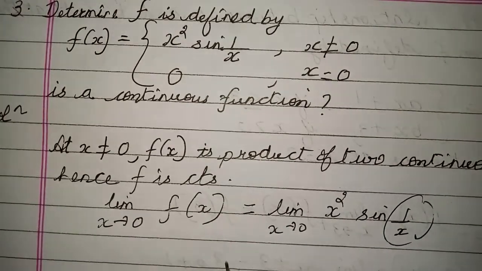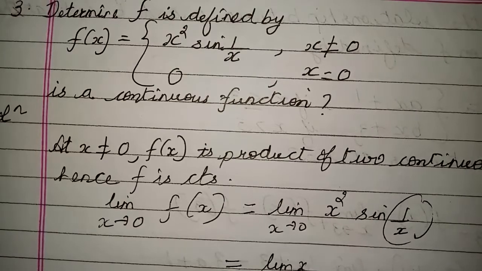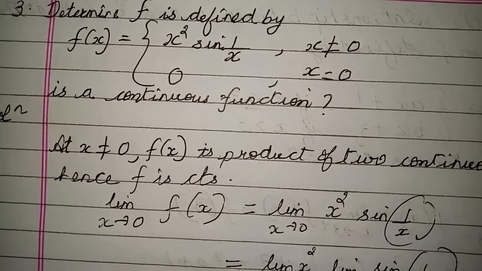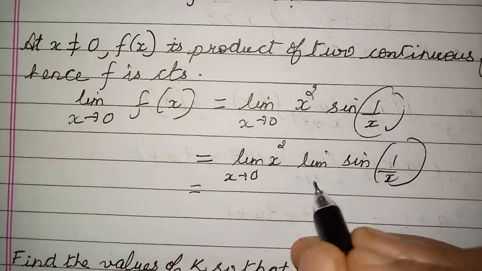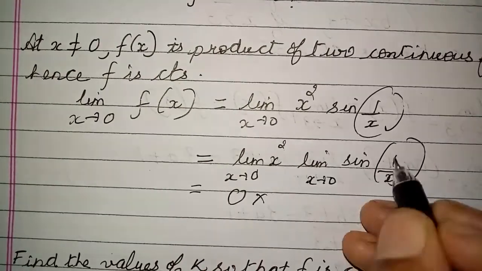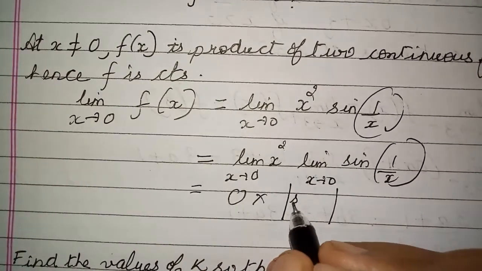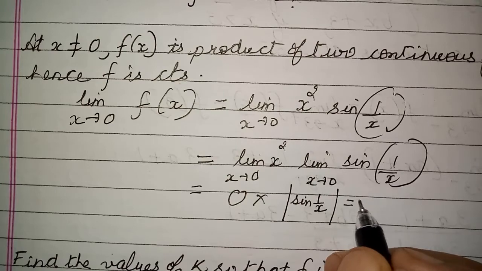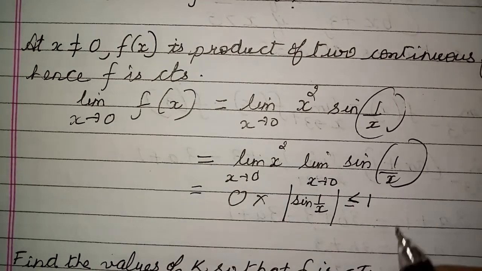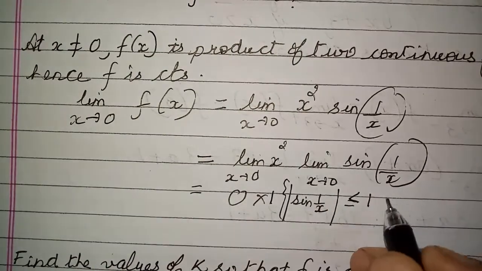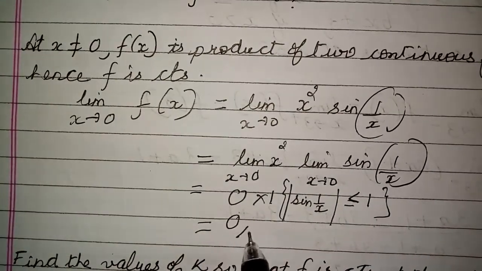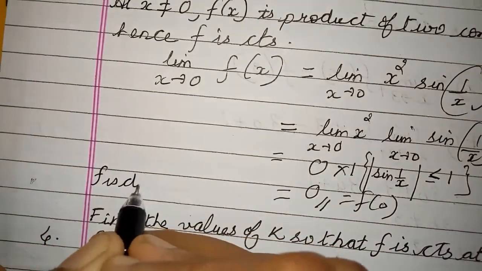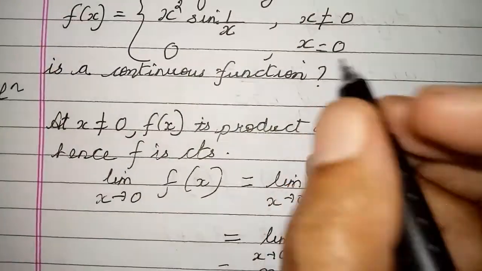So this is nothing but, children, the limit of x square times the limit of sine of 1 by x. When you apply the limit here, this will be 0. And you know that the value of mod of sine of 1 by x is always less than or equal to 1, because it always oscillates between minus 1 and 1. So 0 into a bounded value is 0, which is the same as f of 0. So I can say f is continuous at 0, which I told you before.